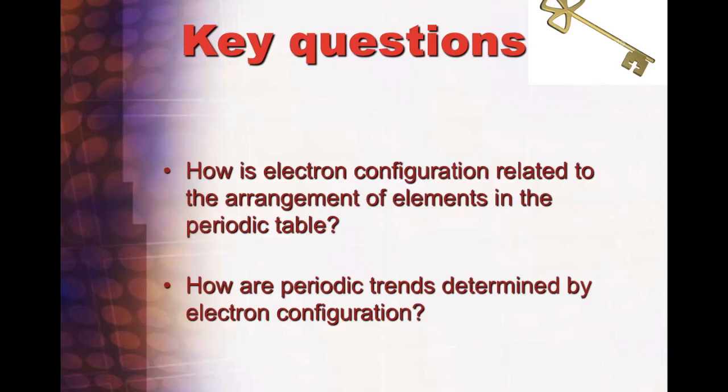In this lecture, we'll explore two key questions. One, how is electron configuration related to the arrangement of the elements in the periodic table? And two, how are periodic trends determined by electron configuration?